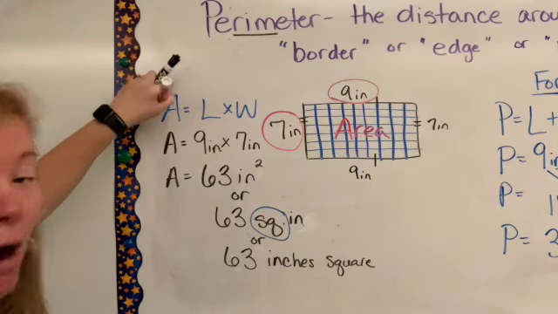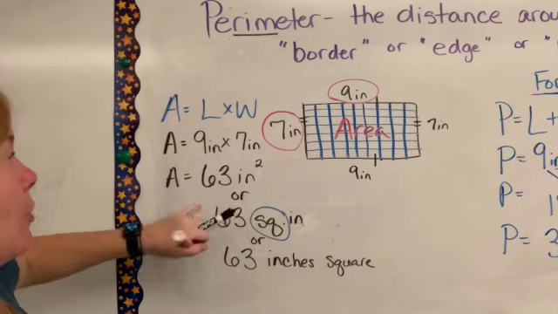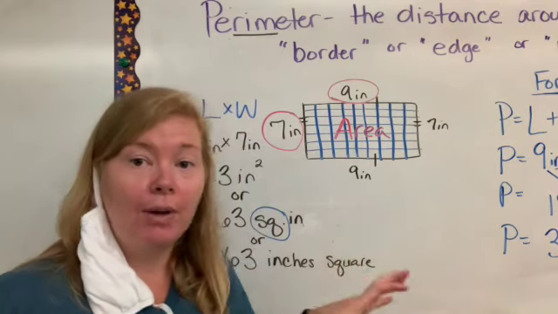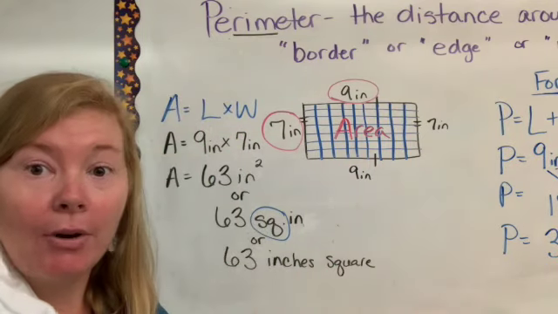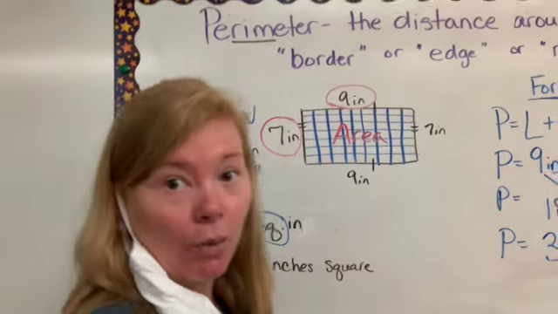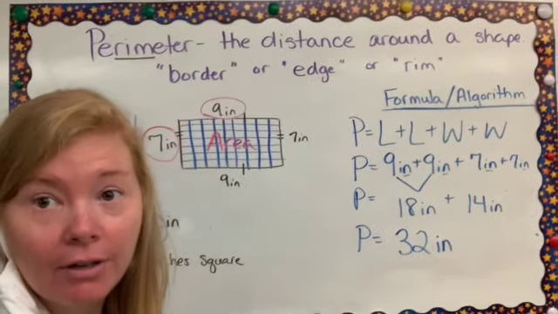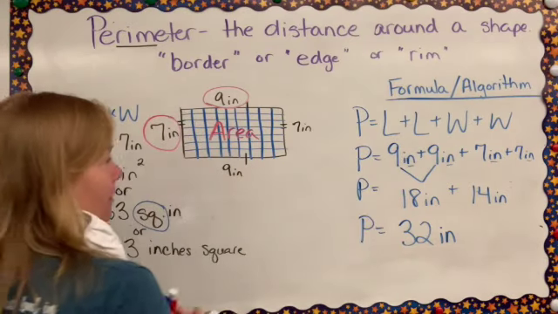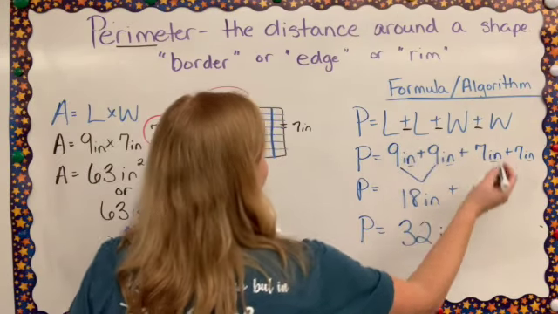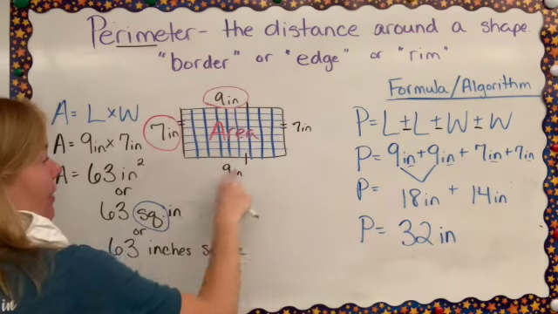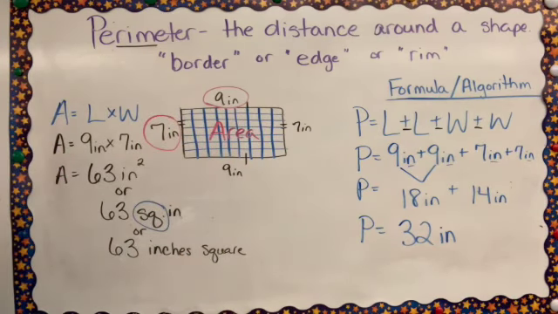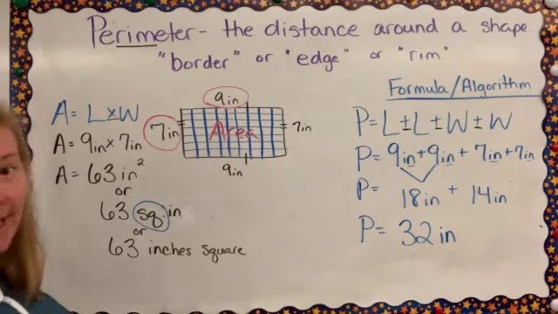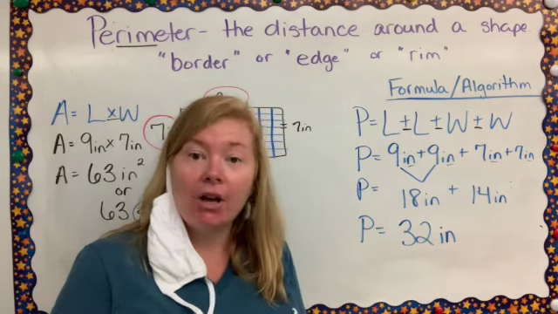So tomorrow, Miss Caldwell is going to be working with you on more area problems, and then on Friday I will be working with you reviewing both. So remember, perimeter is when we are only worried about the exterior, so the border, the edge. We're only adding up the outside part. We only care about the outside. But when we're doing area, we worry about how many squares there are in the whole thing, and we are multiplying.